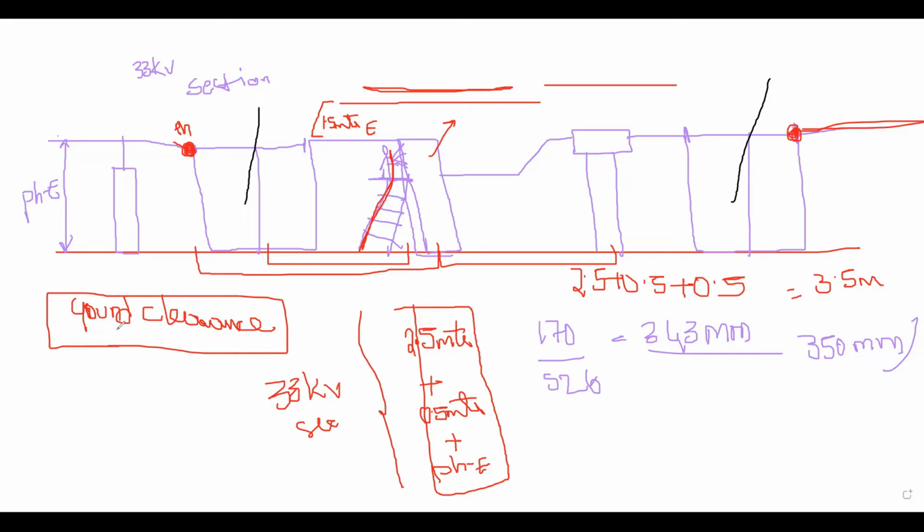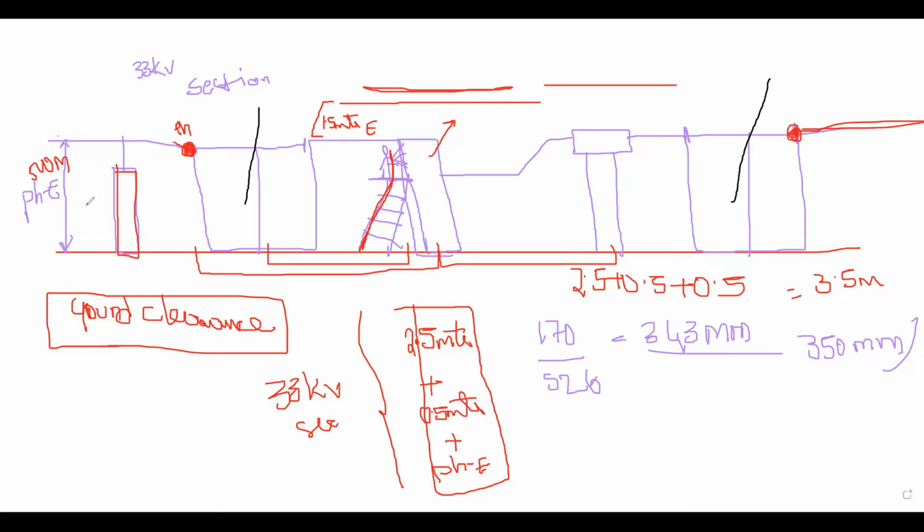Okay, keep that aside. The next one is the ground clearances. What I said, the phase to earth clearance, I am maintaining 500 mm. That is fine for me. So I am maintaining that by placing an insulator on the soil itself.